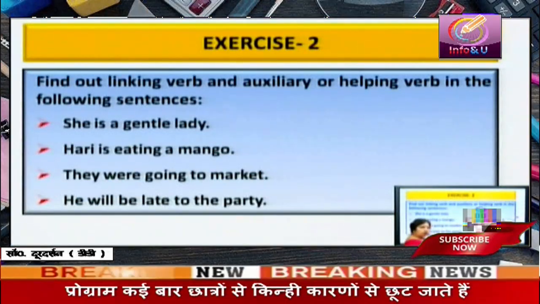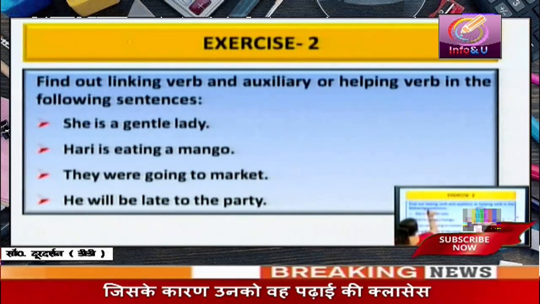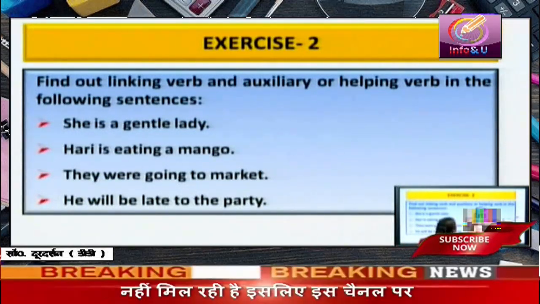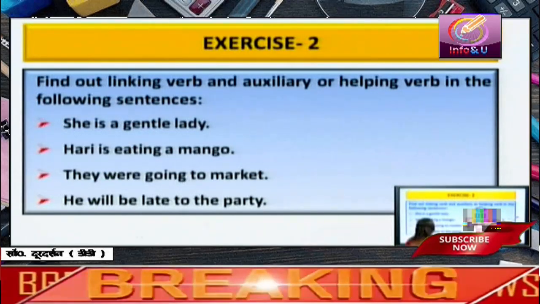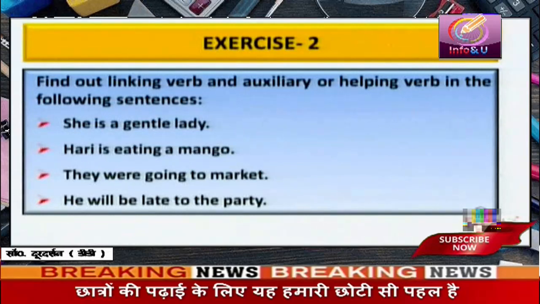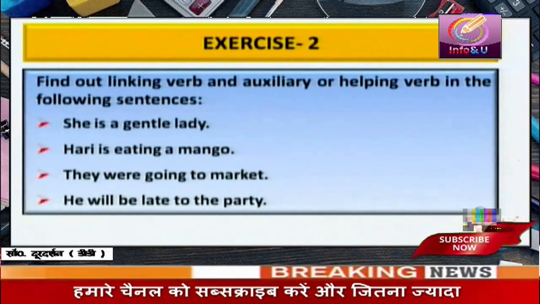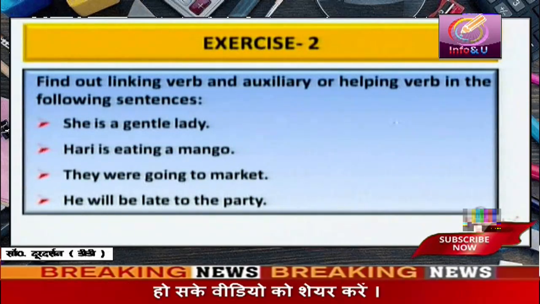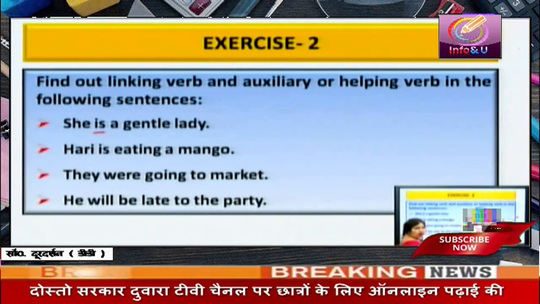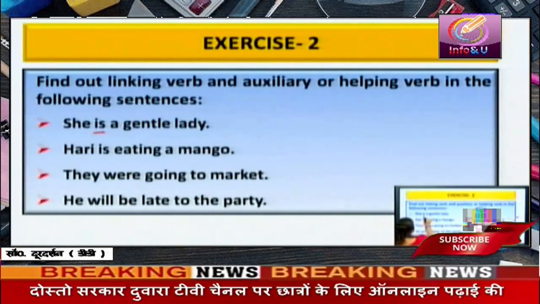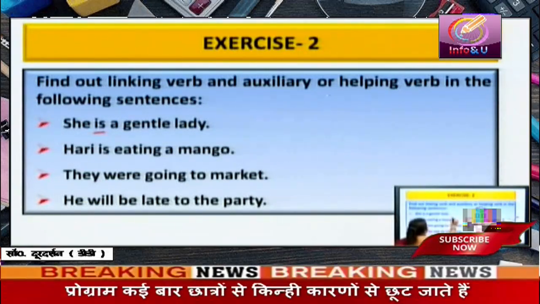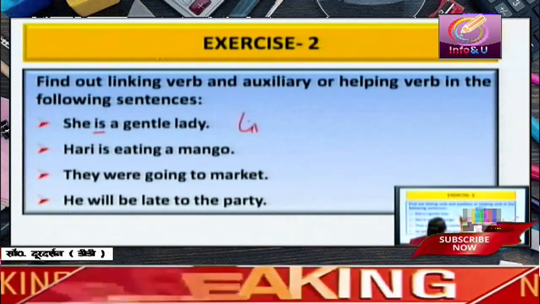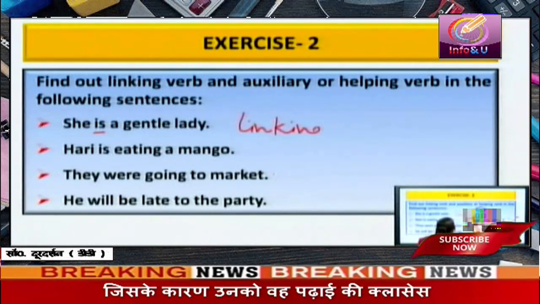Next, we will do one short exercise. Find out linking verb and auxiliary or helping verb in the following sentences. First sentence, she is a gentle lady. In this sentence, which word is verb? Is is verb. And what kind of verb? Is is linking two words, she and a gentle lady. So, is will be linking verb.